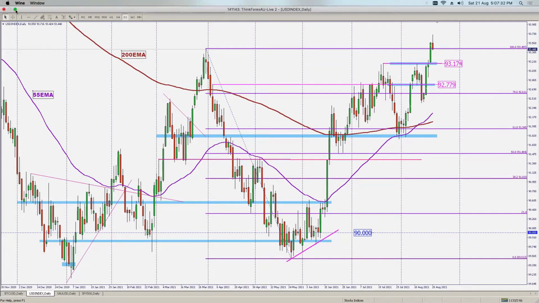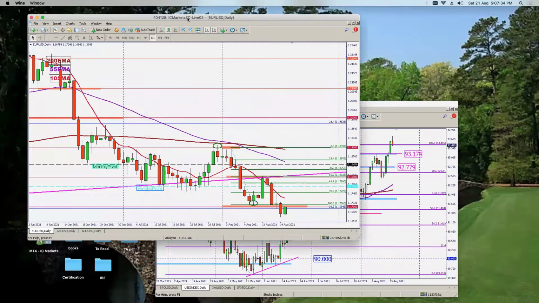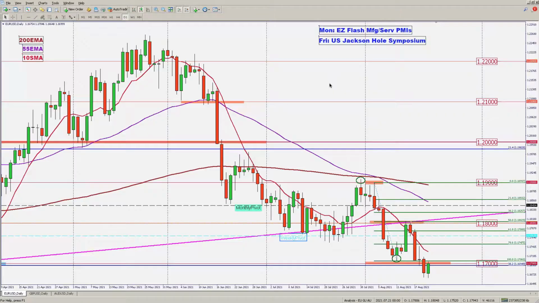Okay, so let's move back to the euro. And this week there's only, across all economies actually, the flash manufacturing and services PMIs. But there's a major event from the US this coming Friday with the Jackson Hole Symposium, and the Fed Chair Powell is scheduled to make a speech as well.